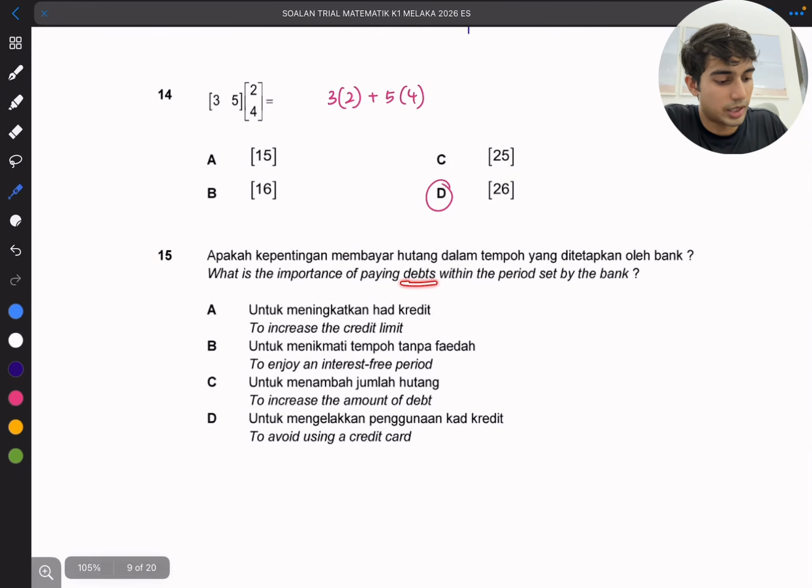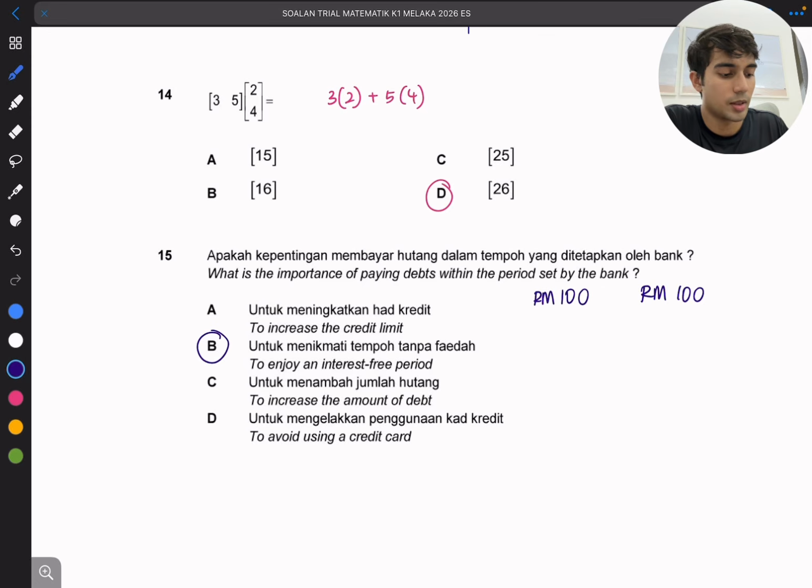What is the importance of paying debts within the period set by the bank? Okay. If you pay the debts within the period set by the bank, increase credit limit, no. Enjoy an interest-free period, yes. So you don't need to pay any interest lah. So let's say you pinjam 100 ringgit from the bank, you paid within the period they set, you pay back 100 ringgit. But if let's say you pinjam 100 ringgit from the bank, and then you pay later, they ask you to pay before August, you don't pay before August, you pay in October. So then the bank is going to charge you some interest. Maybe you need to pay back 110 ringgit. So that 10 ringgit extra is the interest. Yeah. So you don't want that lah.